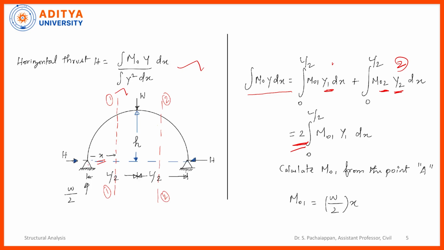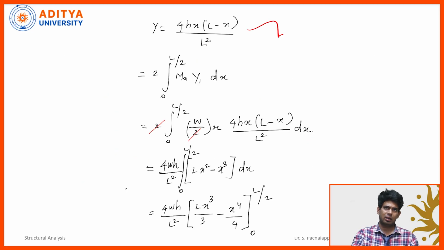Now calculate M naught from point A. M naught means the moment, which is force multiplied by the perpendicular distance. Here the force is our RA, multiplied by the distance up to the section XX, which is x. That is why M naught is W by 2 into x. Now this is the equation of the parabola: y is equal to 4hx into L minus x by L square. We have this equation already from the previous slide.